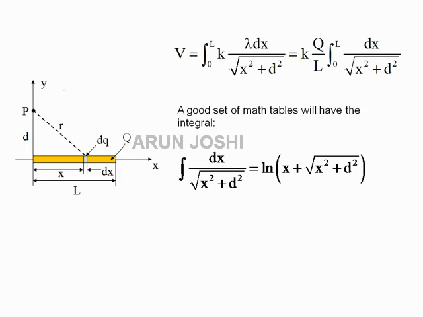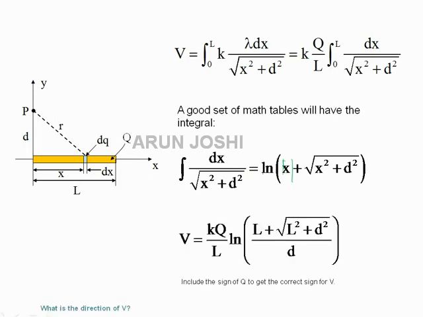I hope this is a standard result. I have discussed it many times. Ln, this should be modulus x. I think some of you must be knowing it. If you are writing x, it doesn't matter, but please think of it in that way. You put the limits and you will get this answer. This is the standard formula you are supposed to know: ln of x plus root of x square plus d square.